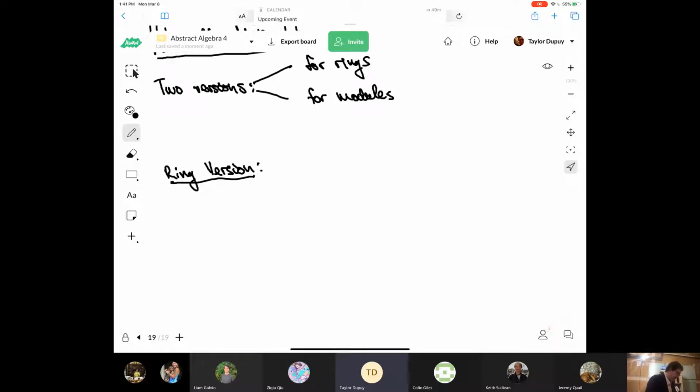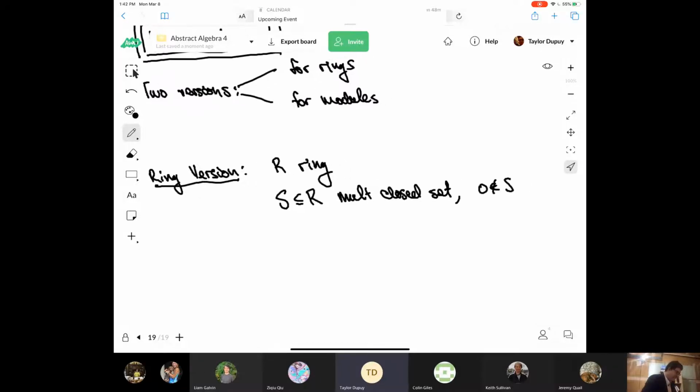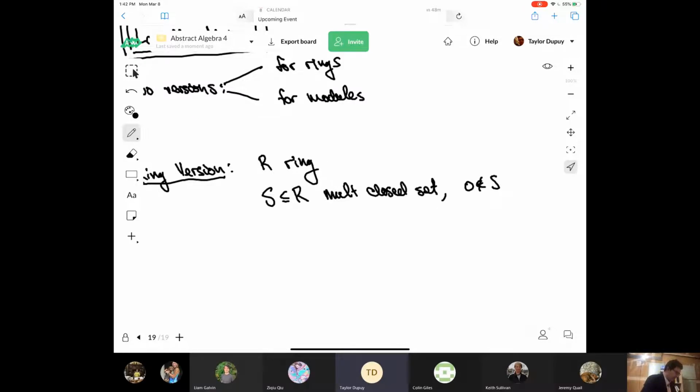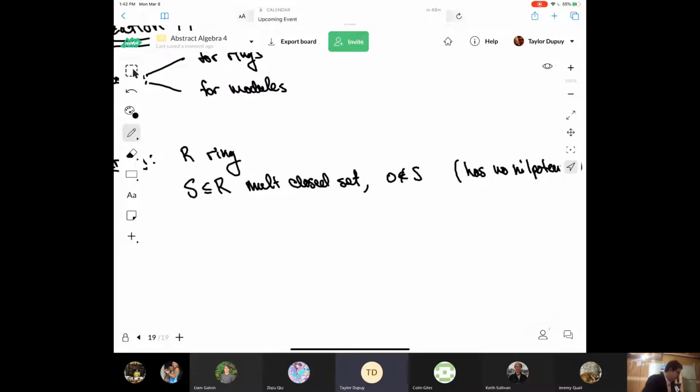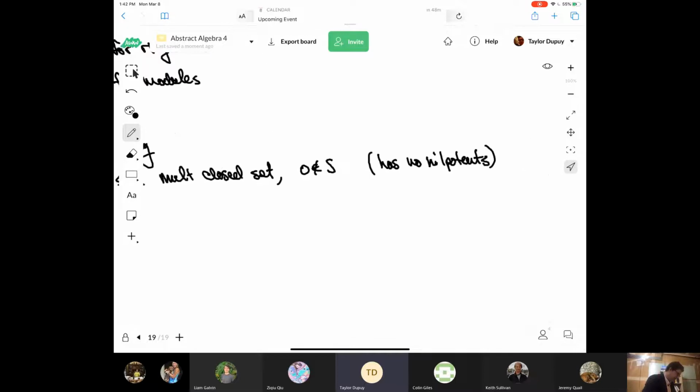Okay, so the setup is that we have R as a ring, and S, a subset of R, is a multiplicatively closed set, and 0 is not in this multiplicative set. Okay. In particular, since it's multiplicatively closed, it has no nilpotents. It can have zero divisors.